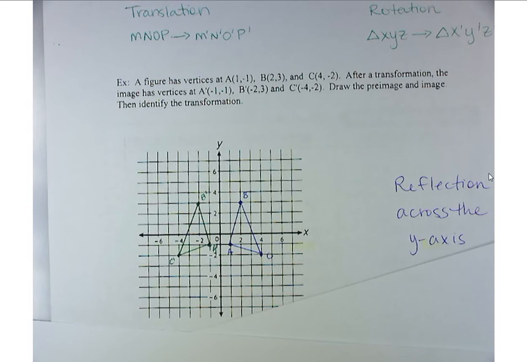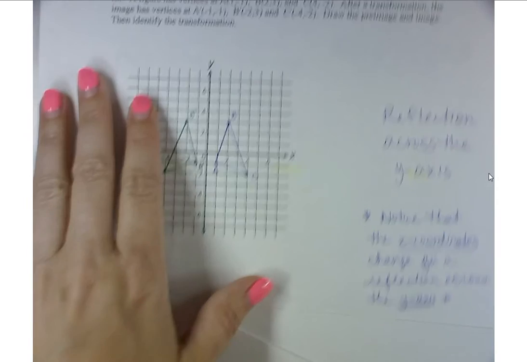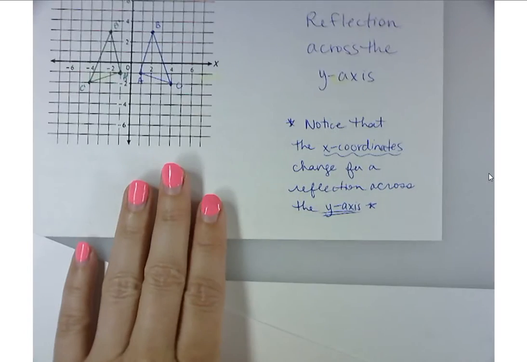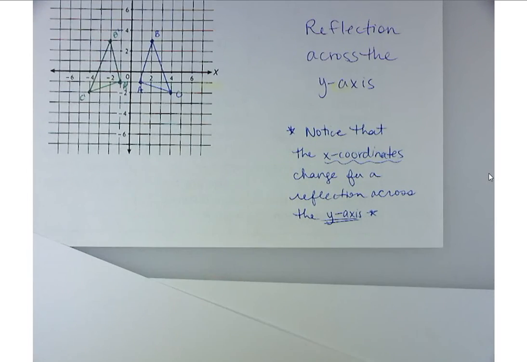And then Tanner, tell me what you think happens when there's a reflection across the x-axis. The y goes to... Okay, so then the y's are going to become opposites. Okay? Good. So I just wrote that little note down for you. So notice that the x-coordinates change for a reflection across the y-axis. Okay, so you can use that.